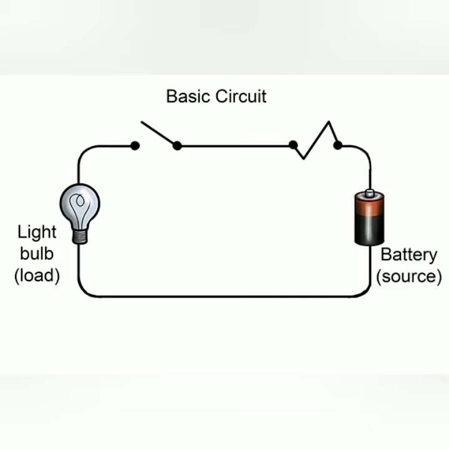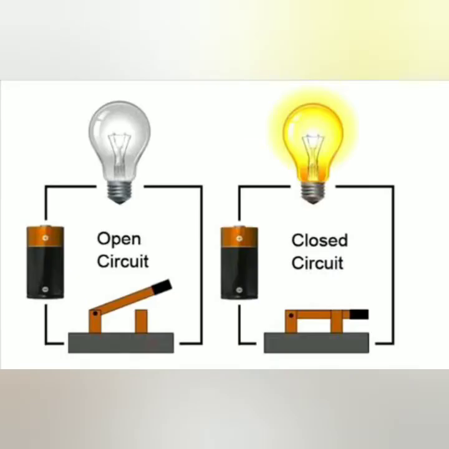Hence, we can also define an open circuit and closed circuit as follows. An electric circuit through which no current flows is called an open circuit, and an electric circuit through which current flows continuously is called a closed circuit.